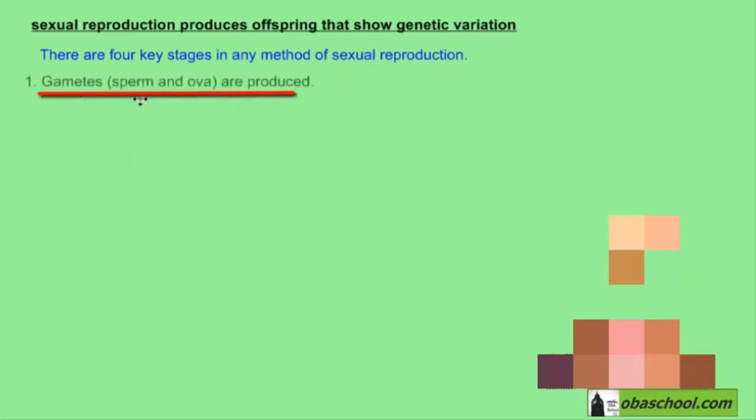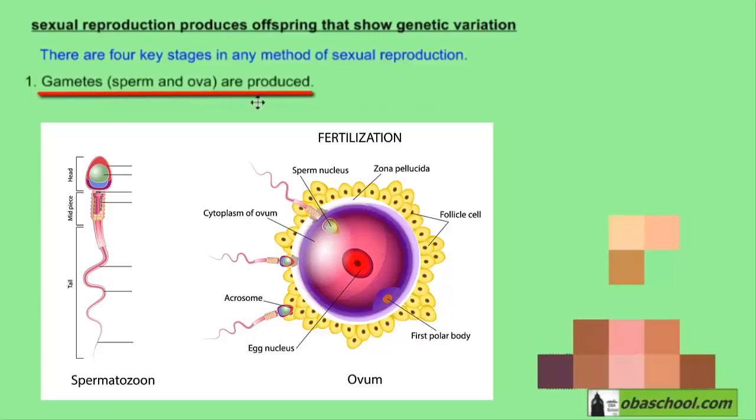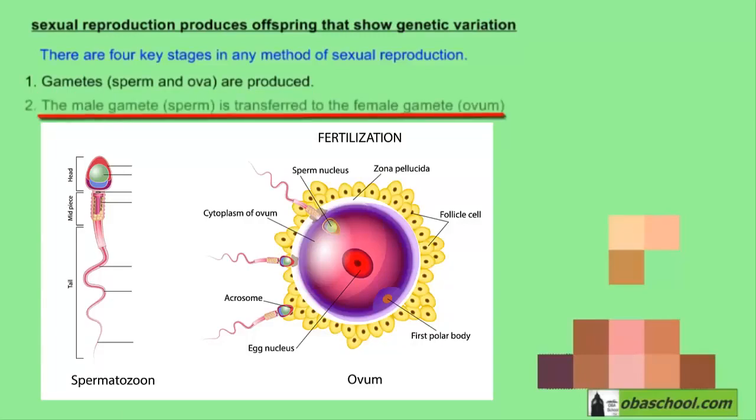There are four key stages in any method of sexual reproduction. The first one is the production of gametes, which are the sperm and the ova. After these are produced, the male gamete, the sperm, is transferred to the female gamete, the ovum, and this happens by sexual contact. So we produce the gametes, we transfer the sperm to the ovum.